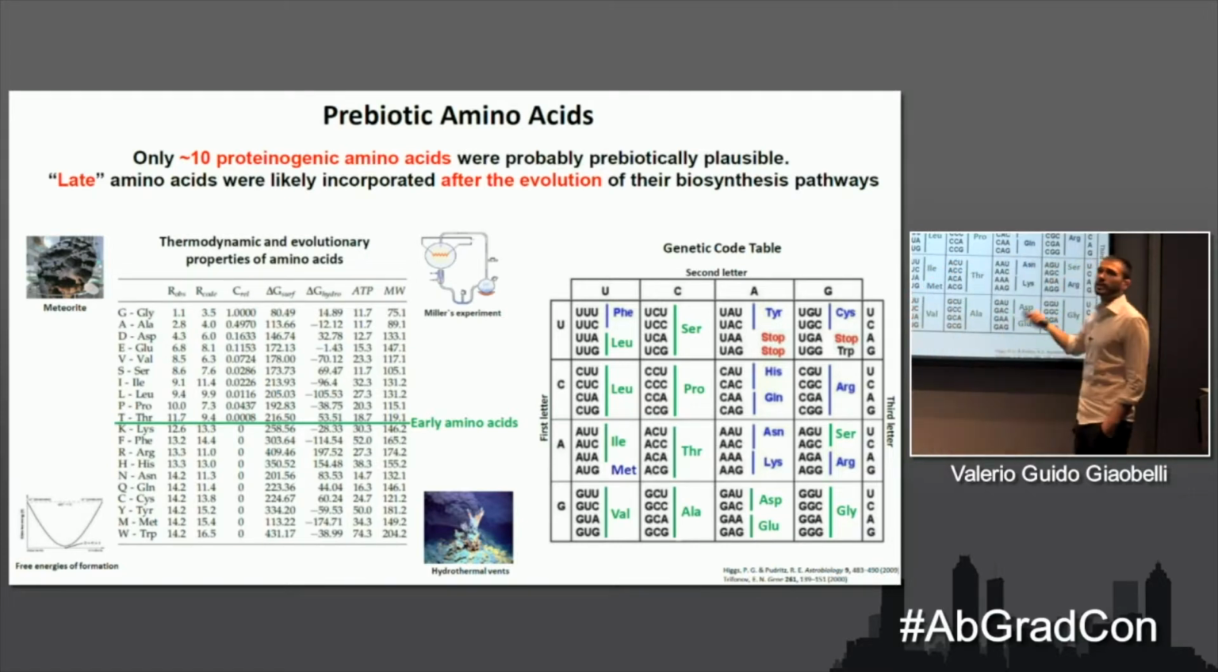We can also find some evidence directly in the genetic code. In fact, we see that, in green, the early amino acids represent more than 60% of the codons coding for amino acids with respect to the late amino acids. But for the moment, this is just theory. No one has demonstrated these different theories experimentally.